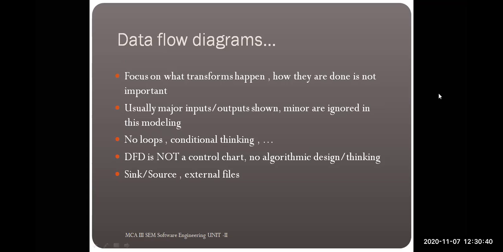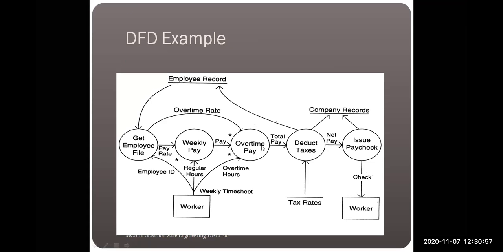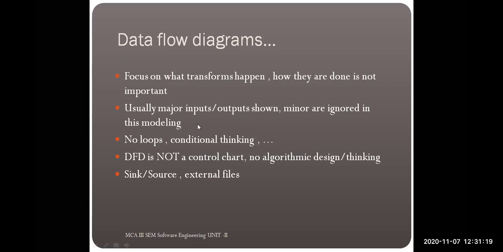Next, the major focus will be on transforms, that is, processes. How they are done is not important, but the flow of data is. We are not concentrating on the internal details of overtime pay, deducting taxes, or issuing a check. Just now I told you what these processes may contain, and what sort of data will be sent to the company records. That is not important for us, only the process named issuing a check. The internal details may not be important in this diagrammatic representation. That is what is said here.